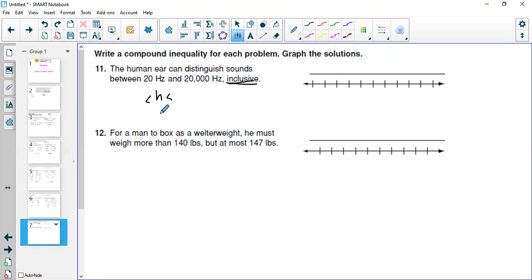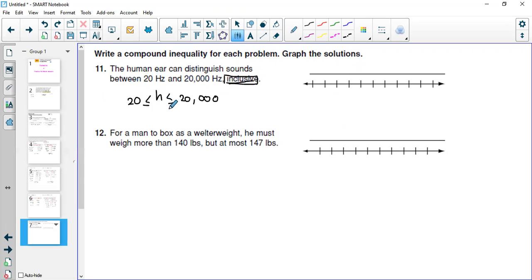Definitely your inequality is going to be looking like this. Now you need to decide whether it's going to be equal to or only less than. Since they have used the word inclusive, that means it includes 20 as well as 20,000. So this is how your inequality is going to look. Now, if I ask you how you are going to graph this inequality?